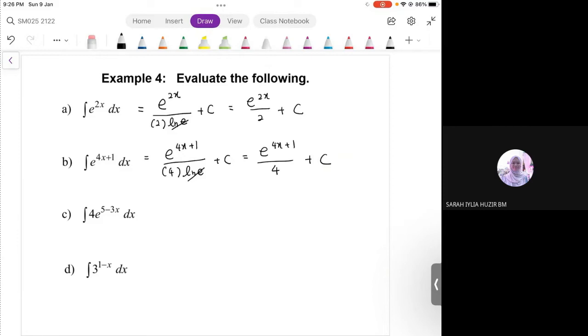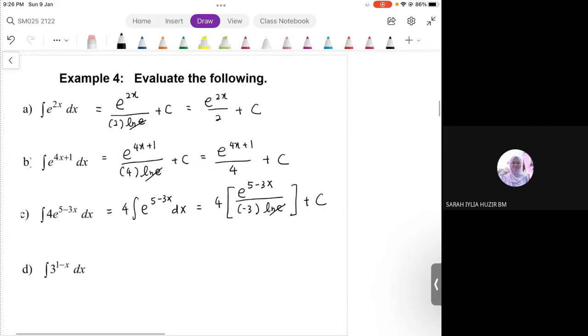Okay, how about if we have a constant at the front? For example, integral of 4 times e to the power of 5 minus 3x dx. Okay, so ikut basic rule, 4 is basically a constant. You can bring it outside of your integral. Dia tak usah apa-apa kat situ. Dia duduk diam-diam. So, integrate exponent, we would get e to the power of 5 minus 3x. Copy, jangan lupa. Differentiate our power. Here we would get negative 3, ln base plus c.